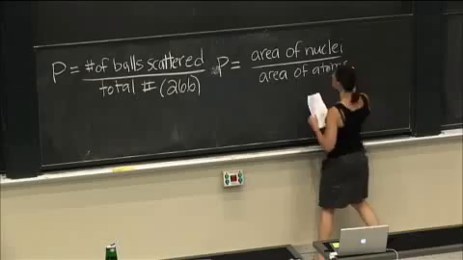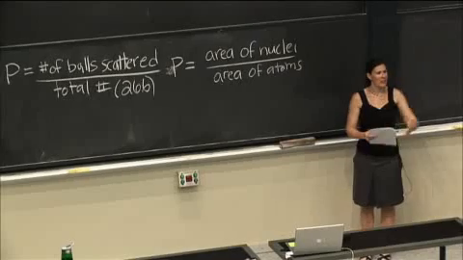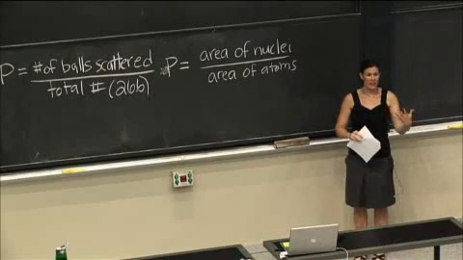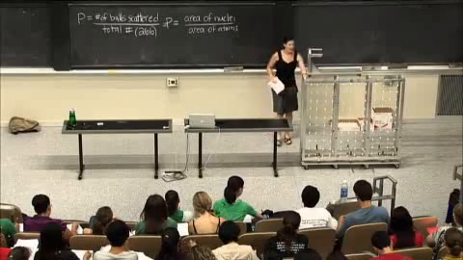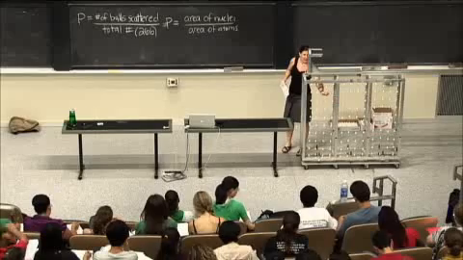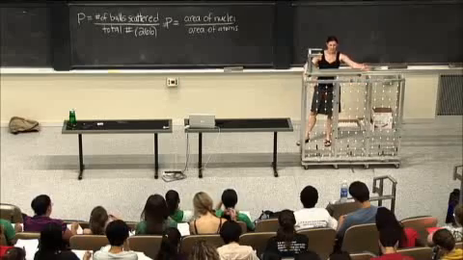Right, this makes a lot of sense because if the entire atom was made up of nuclei, then we would have a 100% probability of hitting one of these nuclei and having things bounce back. So here we have the area of the nuclei we'll figure out, adding those all together, versus the space of all of the atoms put together.